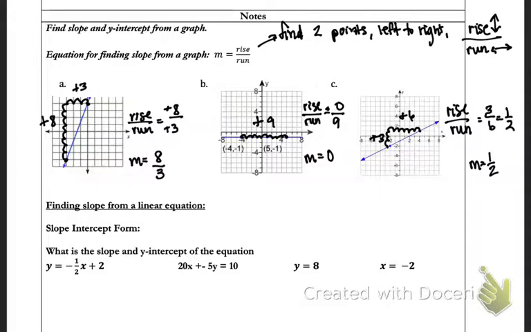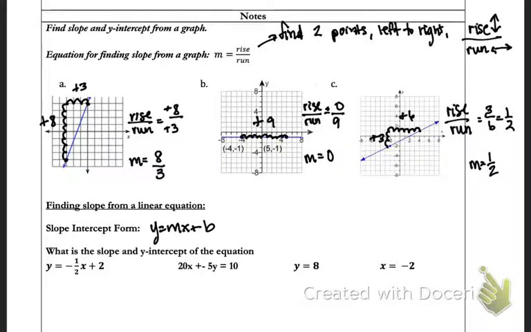On the next one, C, I plotted 2 points and I had to rise 3 and go to the right 6. That simplifies to 1/2. The slope is 1/2, and the y-intercept is -1. The graph crosses the y-axis at -1.